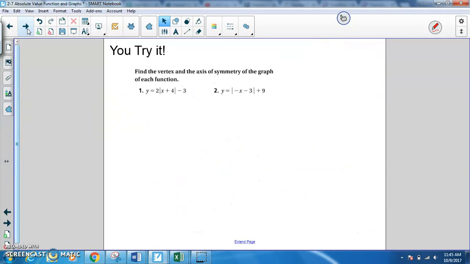Now you guys try these. Find the vertex and the axis of symmetry of the graphs of each function.